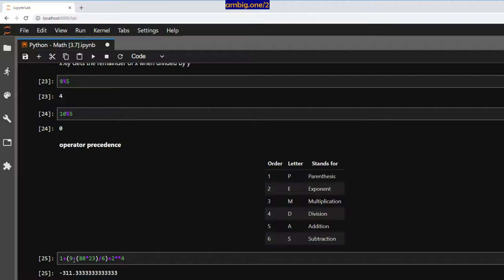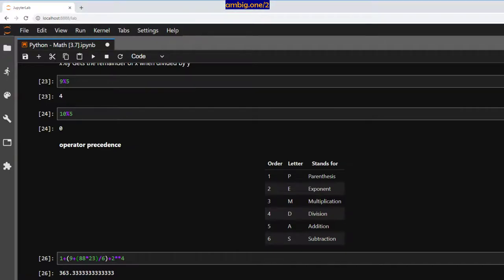Have you got it? Well, first it performs what's there in parentheses, 88 star 23, I think. Well, that is for you to calculate. 88 star 23, and then go ahead and divide that by 6, and then 9 minus 88, right? And then this whole thing, then this 2 star star 4, this 2 will be added, and then this will be added. What if I do plus here? 363. There you go.